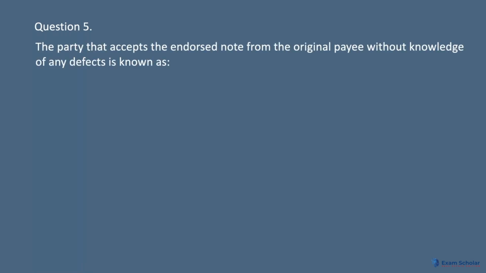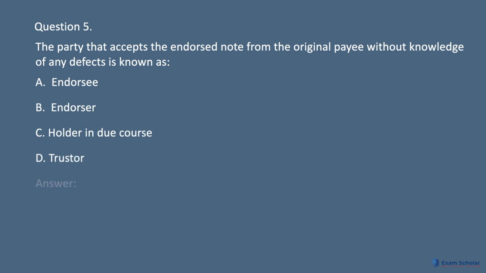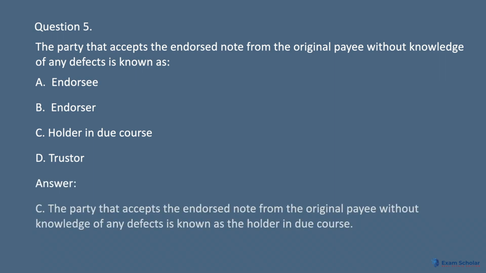Question 5. The party that accepts the endorsed note from the original payee without knowledge of any defects is known as A. Endorsee, B. Endorser, C. Holder in due course, D. Truster. Answer C. The party that accepts the endorsed note from the original payee without knowledge of any defects is known as the holder in due course.